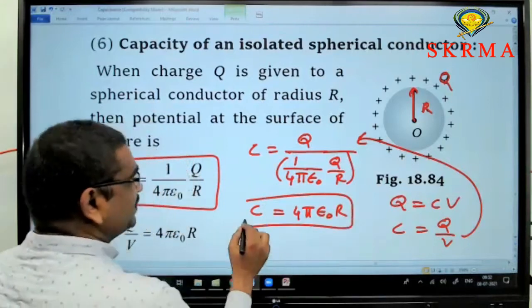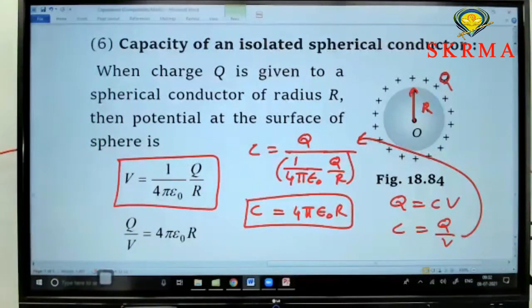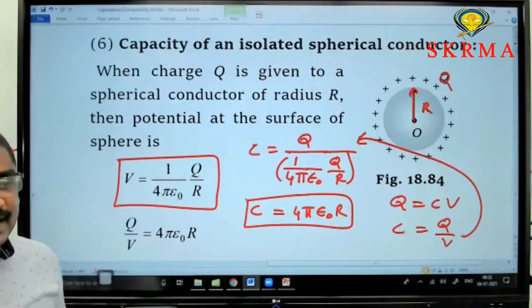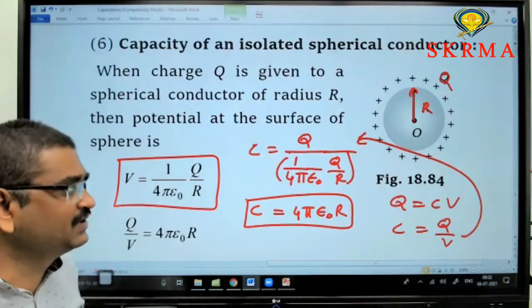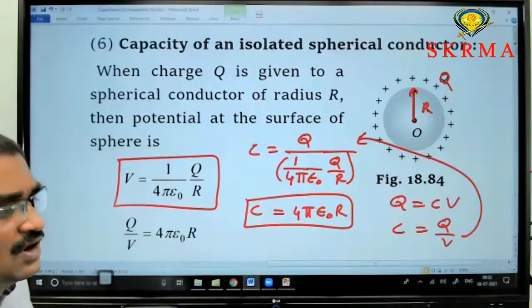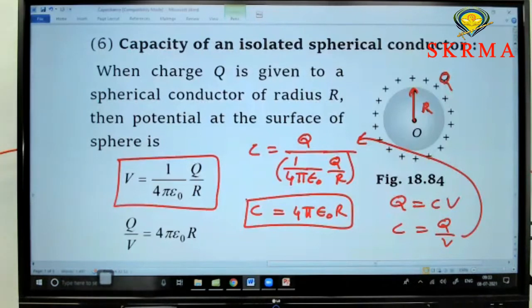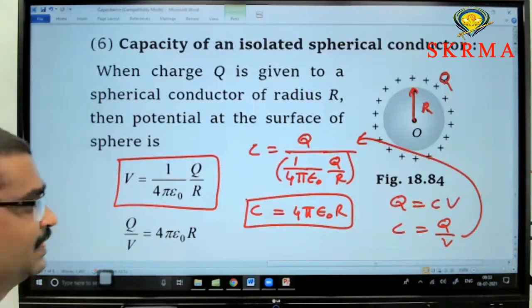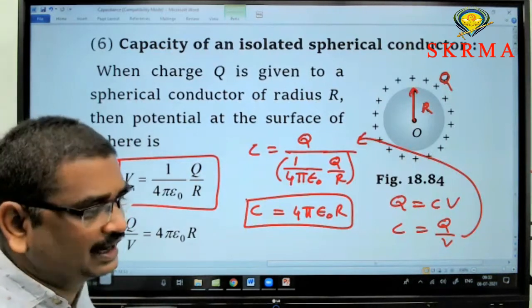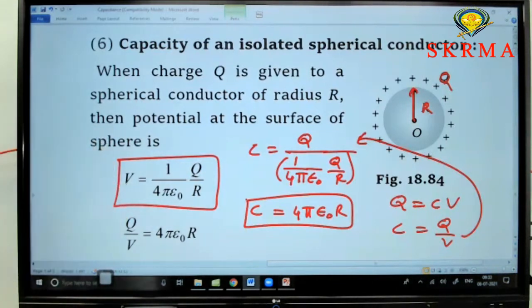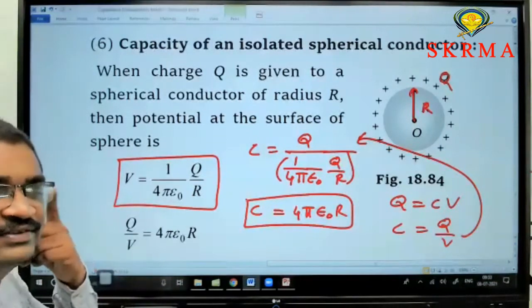So this is the capacitance of a spherical capacitor. The capacitance of a spherical capacitor formula is 4 pi epsilon naught into R.